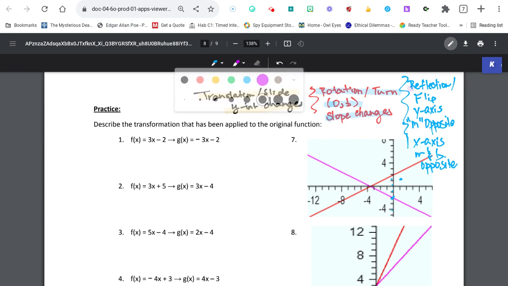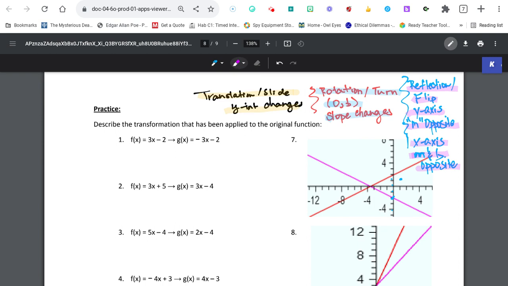And lastly, we learned about a reflection, which can also be called a flip. There's y-axis reflection, in which case the slope changes to its opposite. And then there's x-axis reflection, in which case the slope and y-intercept, that's m and b. I don't know if that looks like an m, but that's an m. In which case m and b both change to the opposite, okay?